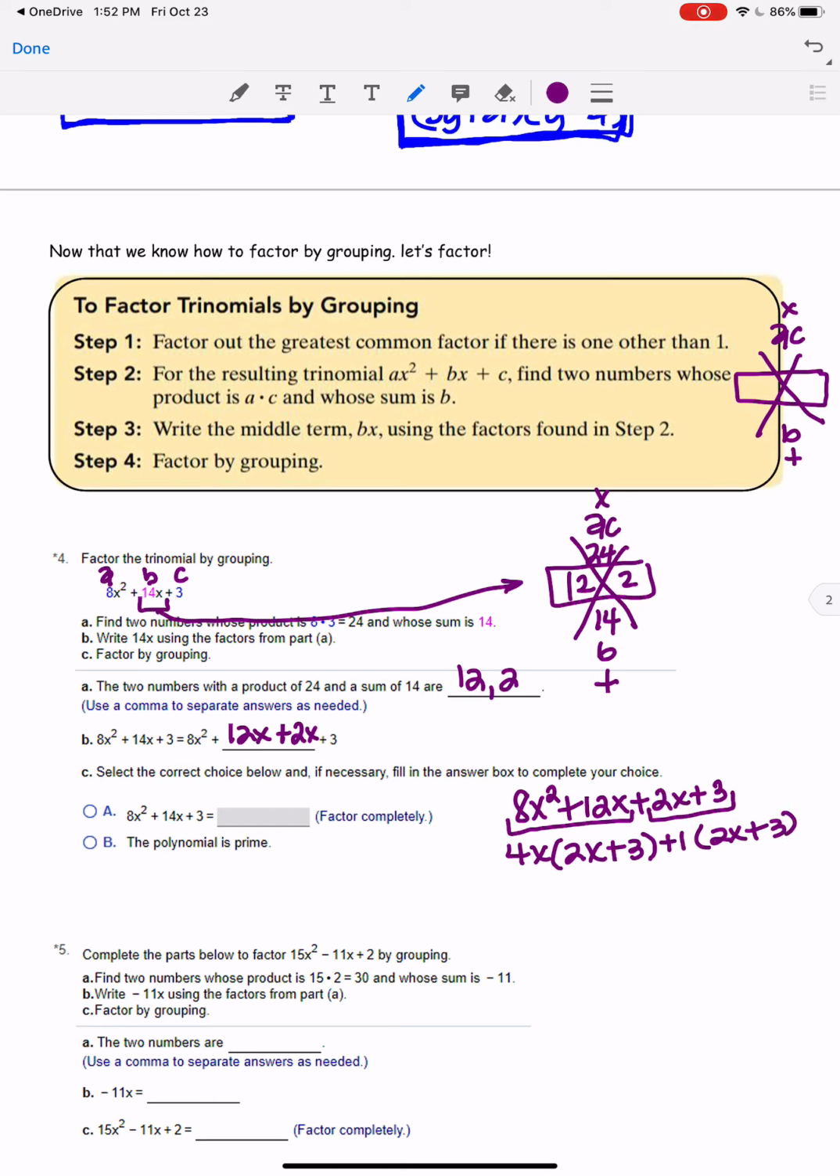And so now, part C, how does this factor? Well, I've got my common binomial, 2x plus 3. And then what am I left with? 4x plus 1. That's why you need that plus 1 there. And so that's my final answer.